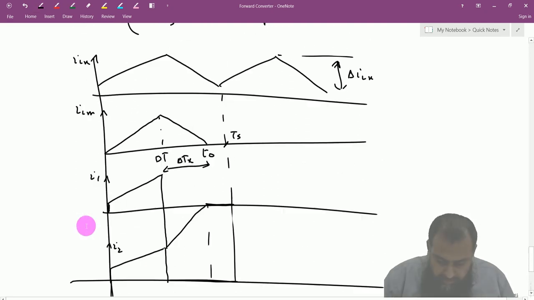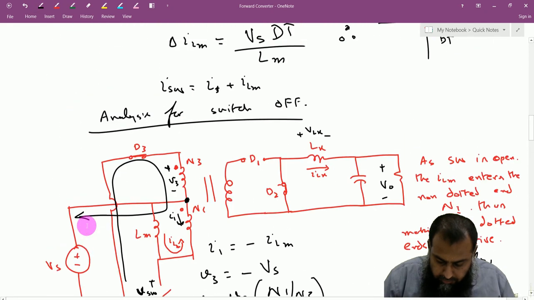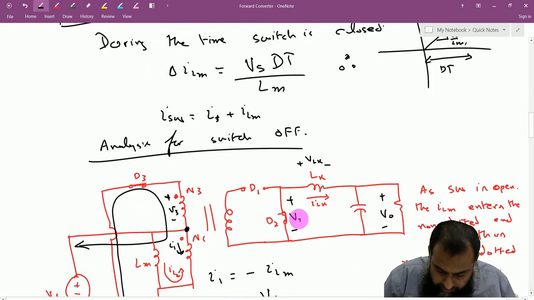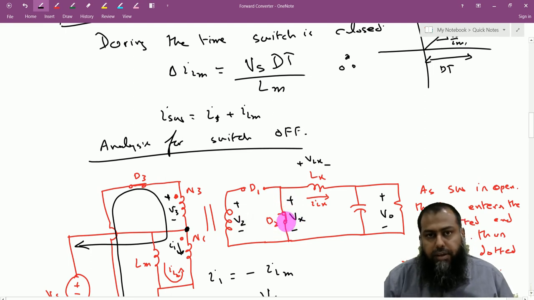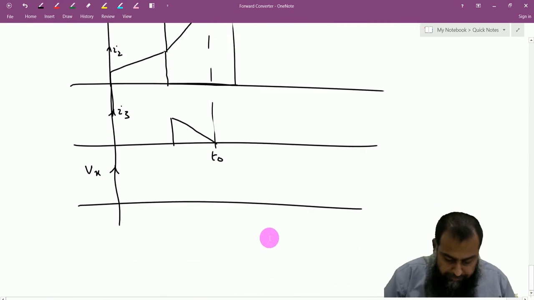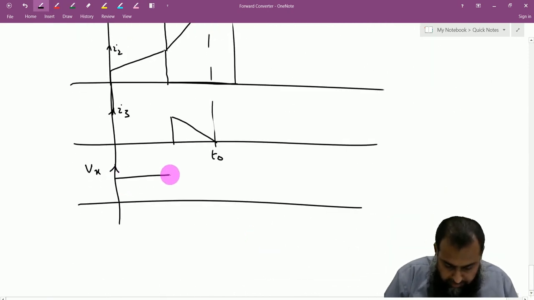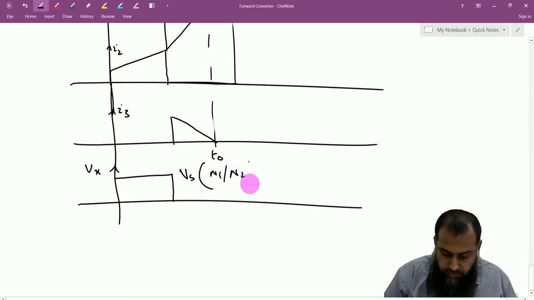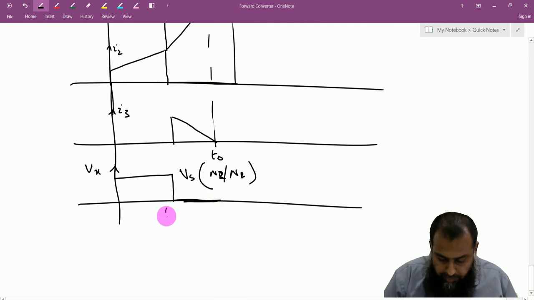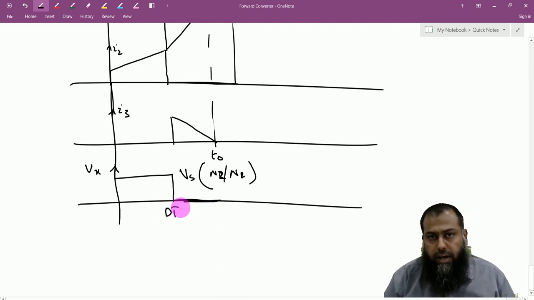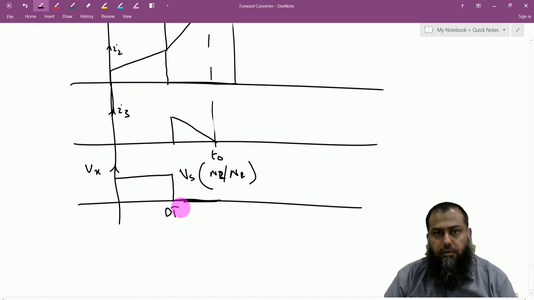And the last one is this Vx. Vx is actually the voltage here. This is Vx, and this is V2. The voltage Vx only appears when we have this D2 reverse biased, which is the time during which we turn on the switch. So only during this dTs time we have this available, and that is equal to Vs times N2 over N1. After that we have no voltage because the diode D2 is forward biased, and a forward biased diode is replaced by a short circuit.